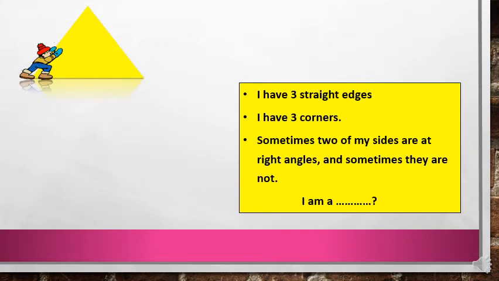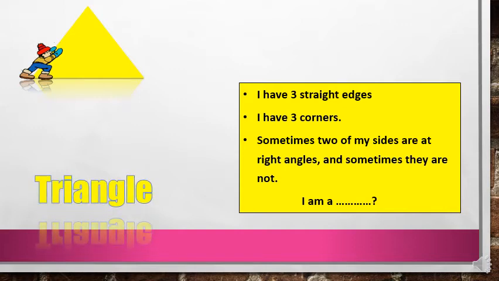I have 3 straight edges. I have 3 corners. Sometimes 2 of my sides are at right angles and sometimes they are not. So who am I? I am a triangle.